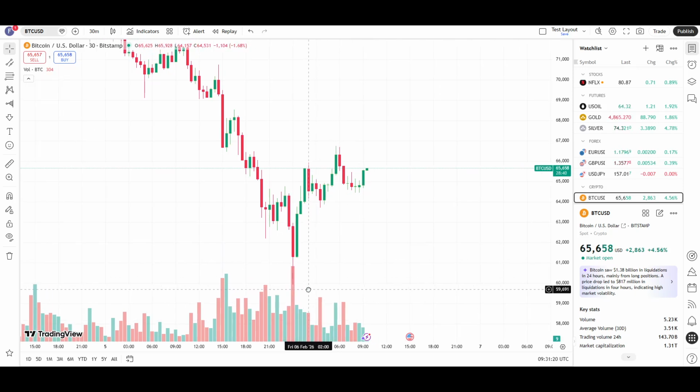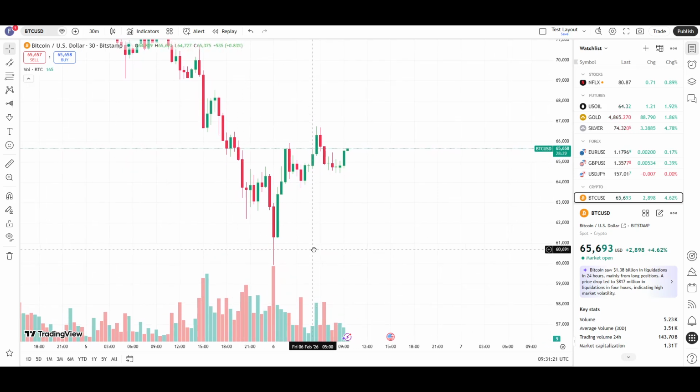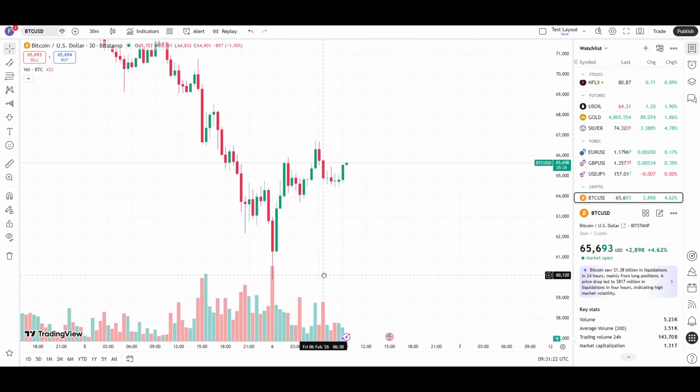You'll also notice the bars are typically colored to match the candle direction. Green, when the price closed higher than it opened, and red, when it closed lower. That color isn't measuring buy versus sell orders directly. It's simply reflecting whether the price moved up or down during that interval.